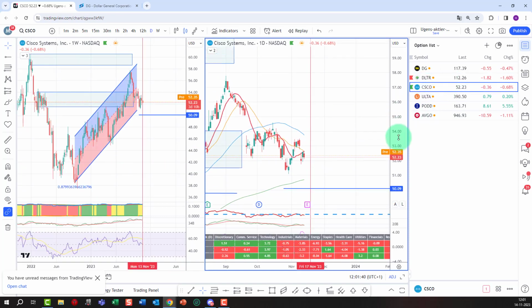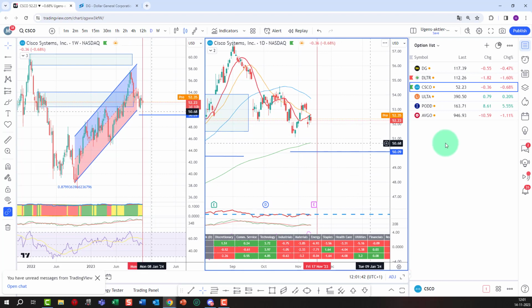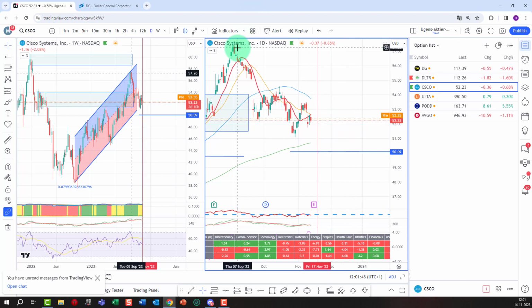Then I have the Cisco trade. That is a bit of an outlier in this comparison, because this is actually what is called a cash secured put. Cisco Systems was a stock I wouldn't mind owning.